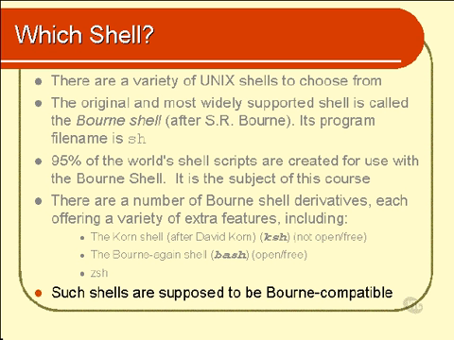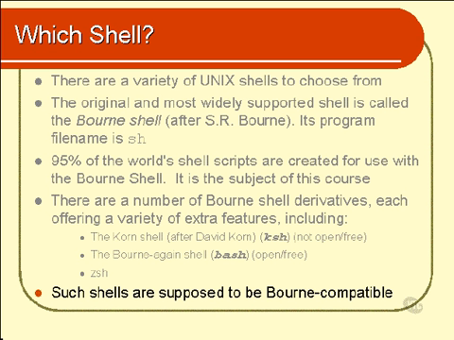These shells are supposed to be Bourne compatible. What does it mean to say that a shell is Bourne compatible? If you've written a script to be interpreted using the Bourne shell, then it will theoretically be able to be run by these shells as well. In other words, you could take your script and run it using the Korn shell as the interpreter, or the Born Again shell.